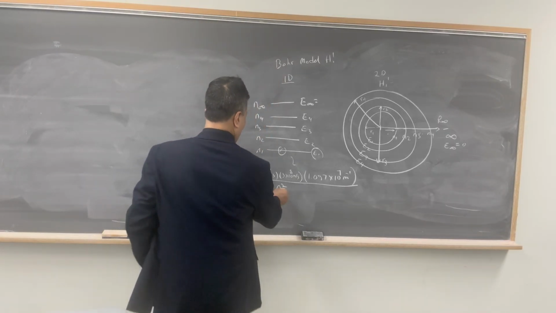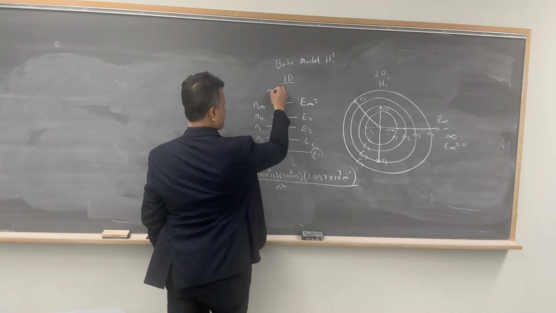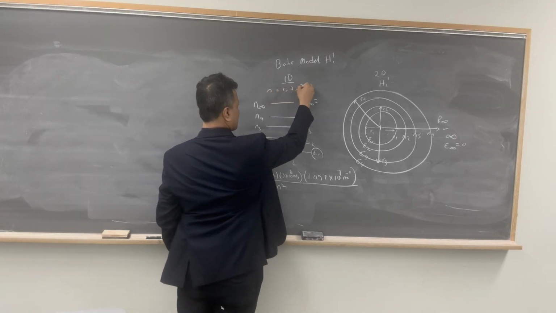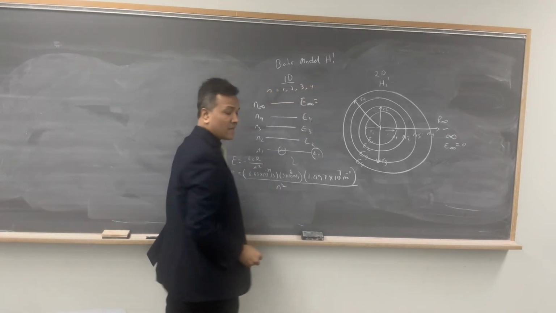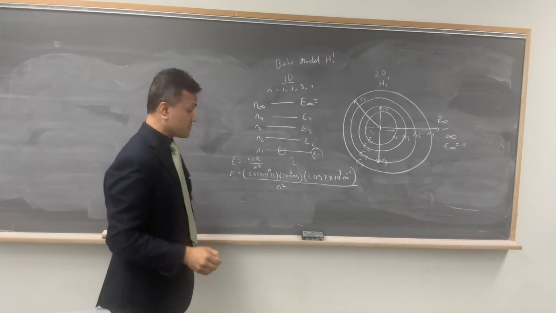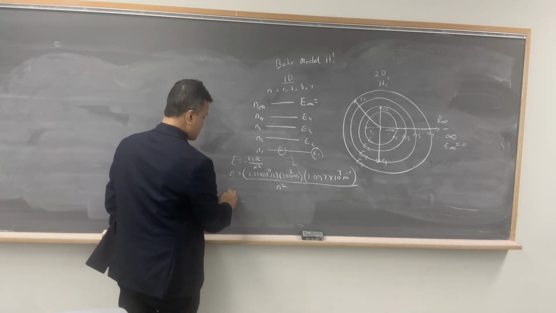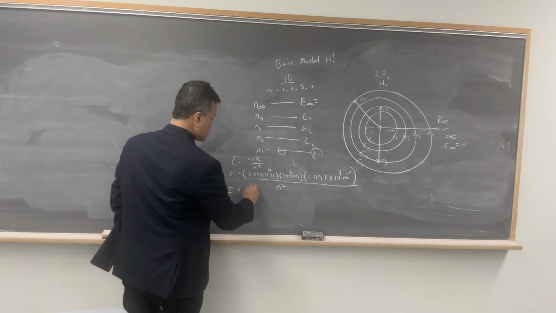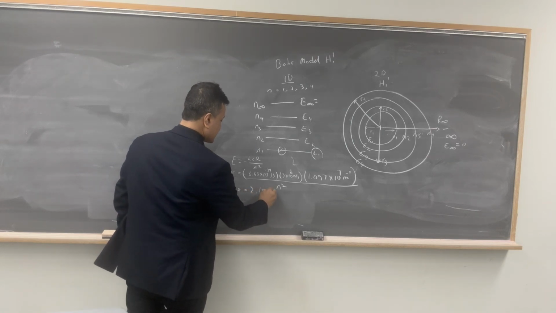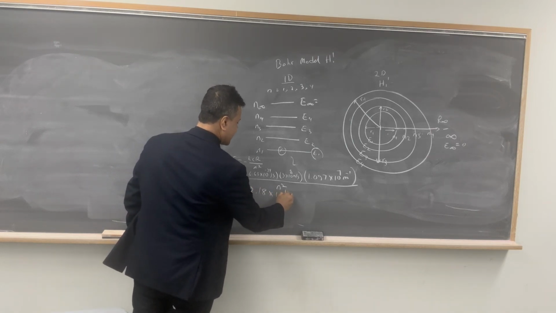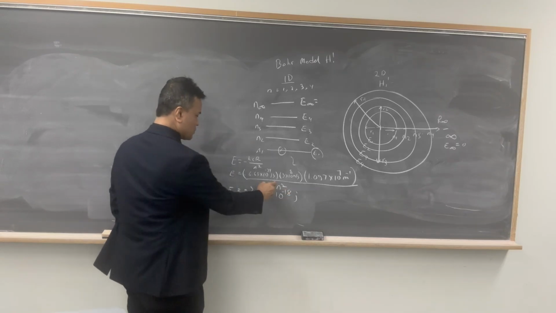All right, so we know what n is. n can be 1, 2, 3, 4. So n is a whole number. Very nice. So this is negative 2.18 times 10 raised to negative 18 joule, of course, over n squared.